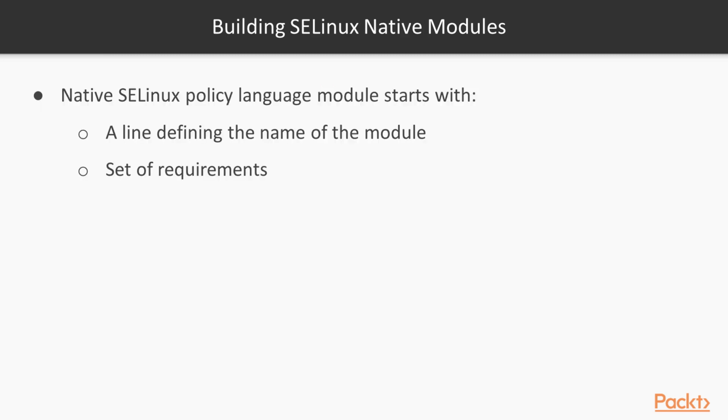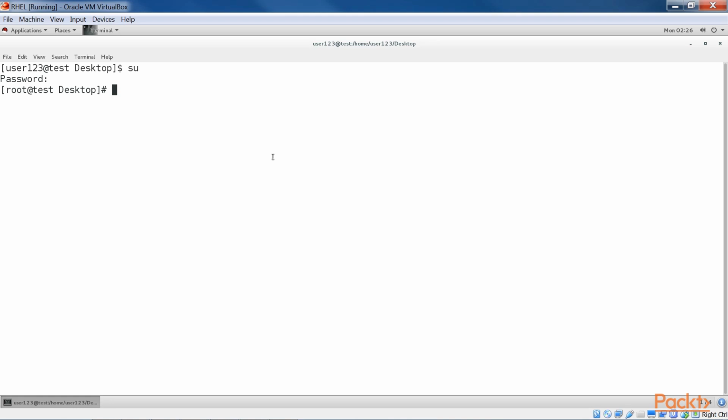So, let's start with building SELinux native modules. A native SELinux policy language module starts with a line defining the name of the module, followed by a set of requirements, like types or attributes, classes and permissions, and then the rules themselves. Let's take an example of this through the policy file. First, let's change the directory. Now, use the touch command, which is used to create a new or empty file. We name the file localpolicy.te.